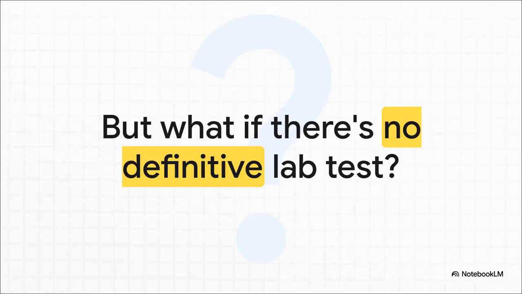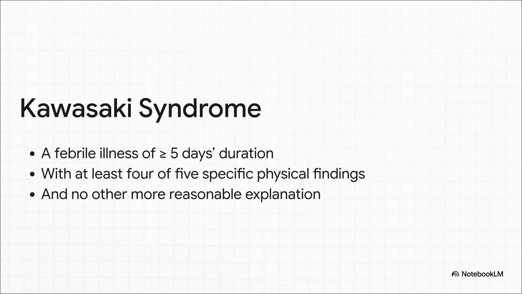Okay, so that system works great when you've got a lab test you can trust. But what do you do when you don't? What if you're dealing with some mysterious illness and there's just no lab test for it? Can you even make a case definition then? Oh yeah, you absolutely can. And Kawasaki syndrome is the perfect example. There is no single lab test for it, so its case definition is built entirely on a clinical checklist. You need a fever for at least 5 days, plus at least 4 of these 5 specific physical signs. It just goes to show you can build a really strong definition based on careful observation alone.